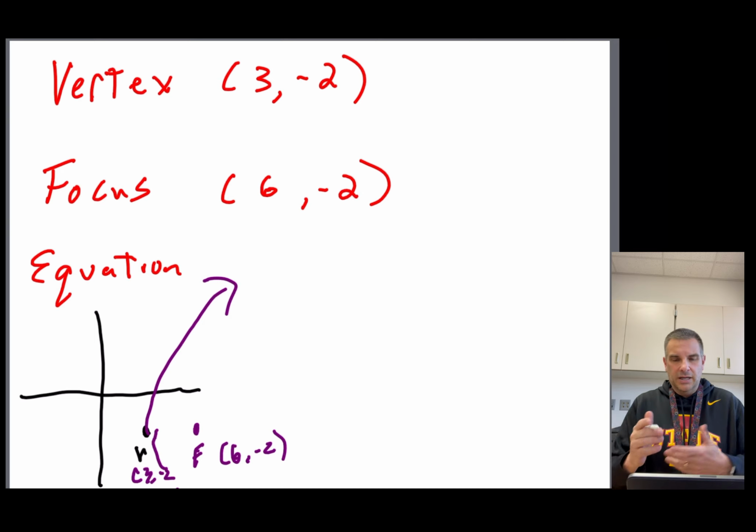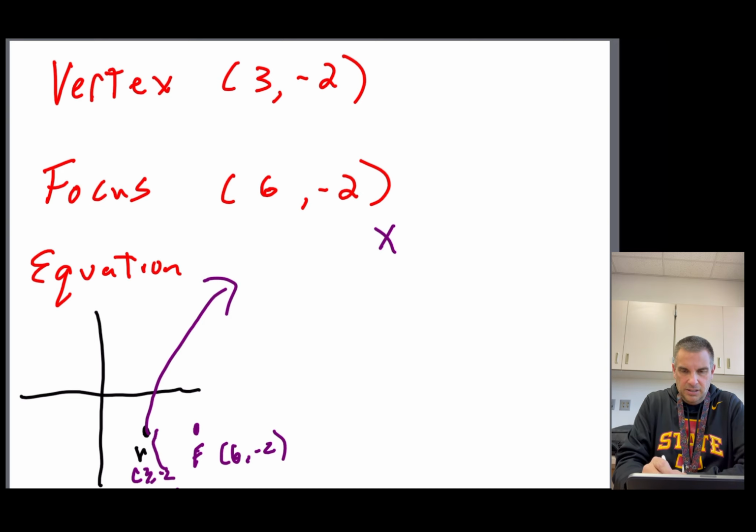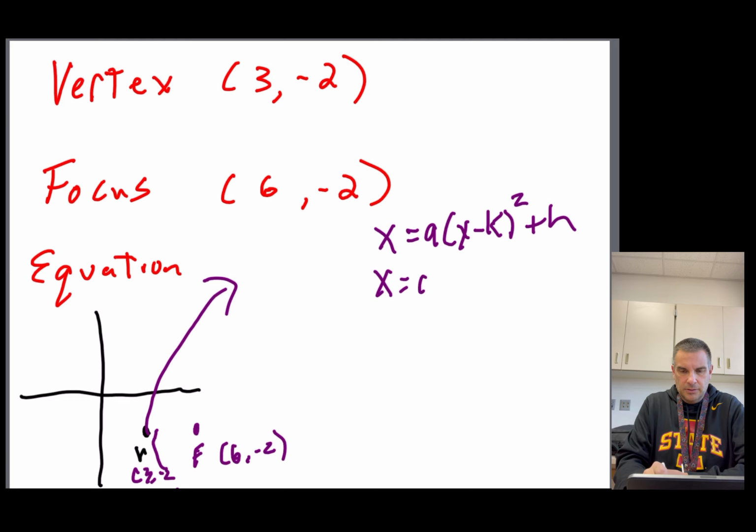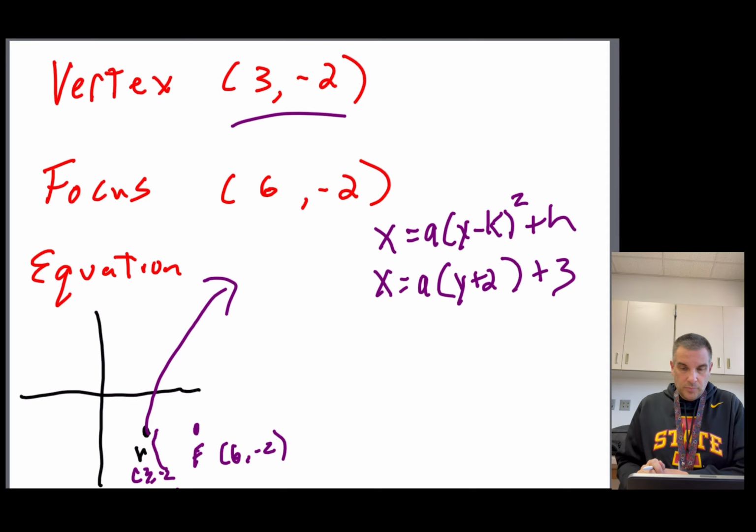So it looks kind of like an x equals, so it's going to be in the form x is equal to a times y minus k squared plus h. We already know the vertex, so we could fill that part in if we wanted to. So let's go ahead and do that. So x is equal to a times y minus k. My k value at my vertex is -2, so it's going to be y plus 2, plus 3. So we got that part now.